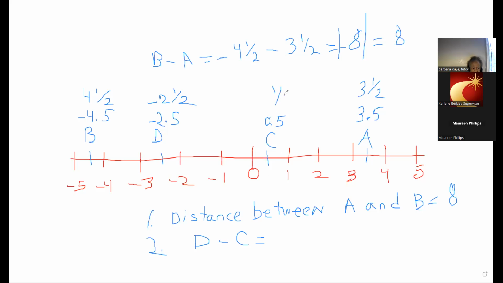All right. So D is minus 2.5. That's the value of D. Minus 2 and 1/2. And C is minus 1/2. So what is that equal to, Maureen?